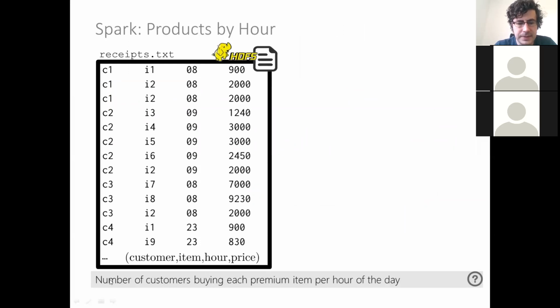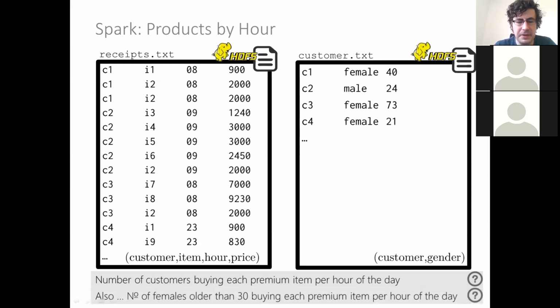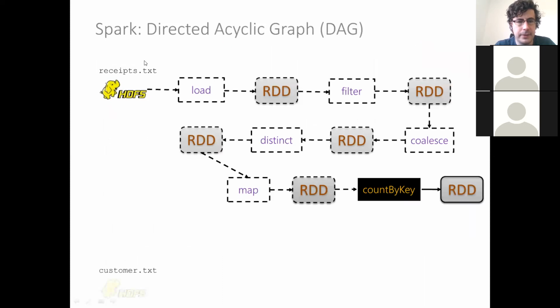So let's say to this task that we previously saw, what we would like to do is take some information about demographics from, for example, loyalty cards that customers use. And we'd like to do some analysis of demographics, for example, females older than 30 buying each premium item per hour of the day to target a particular demographic of customer. So in this case, now we have two files that we'd like to read from. We not only have our receipts.txt here, but we have some information about our customers, which we can also assume is on HDFS, for example.